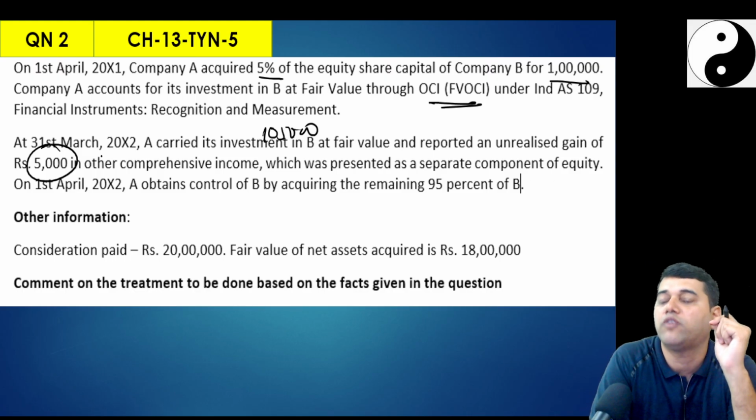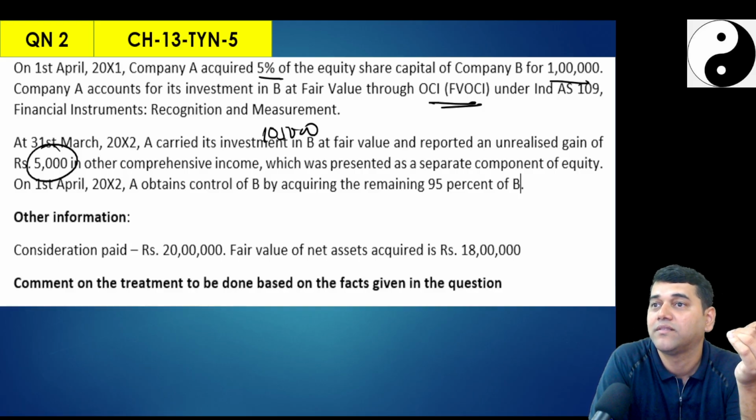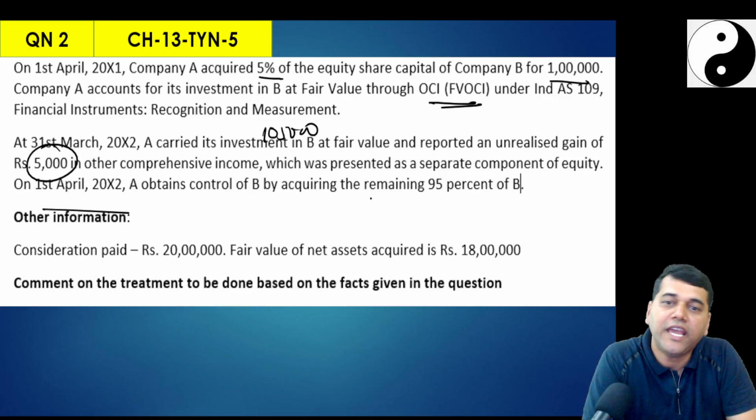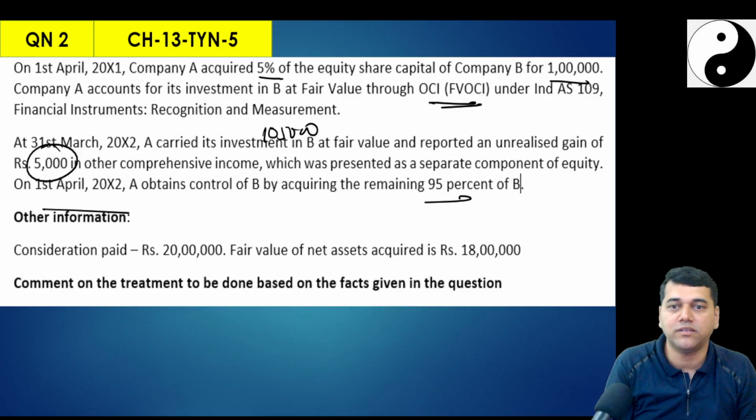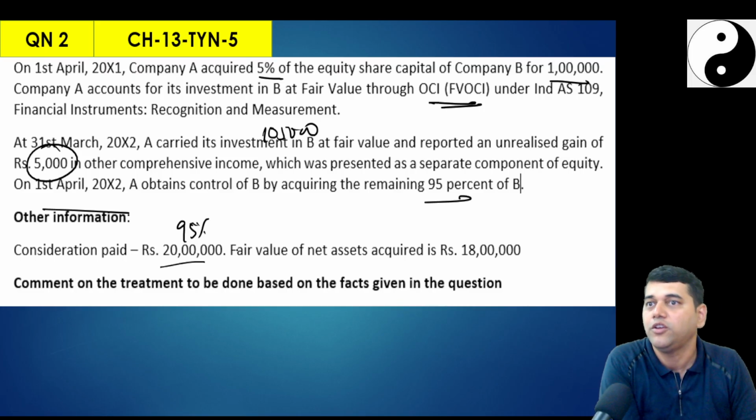What accounting entry did you pass at the end of the year? Investment account debit how much? To FVOCI reserve. Now, on 1st of April, A obtains control by taking the remaining 95%. Now, when you take over 95%, you must have paid consideration. How much consideration did you pay? 20 lakhs. How much for 95% stake? You paid 20 lakh consideration for 95% and 5% you forgone at your own fair value.